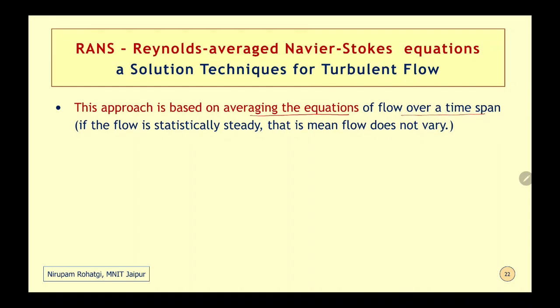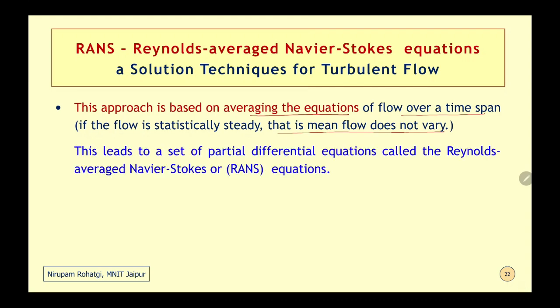Flow over a time span, and that means the mean flow is not varying. So we take a time interval in which the mean flow is not varying. The flow is varying, but the mean flow is not varying. Okay, and if you do that, this leads to a set of partial differential equations called Reynolds average Navier-Stokes equation, RANS. So we talk about RANS.